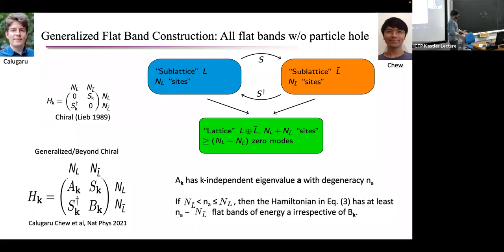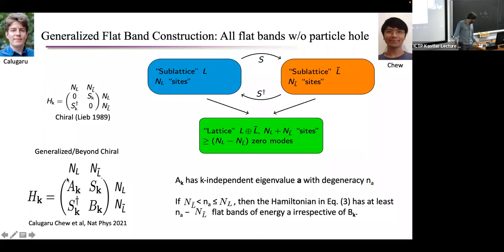Okay, so then Lieb's Hamiltonian obviously has chiral symmetry by, for example, the sigma Z matrix. And then it's got N_L minus N_L tilde zero modes. But it turns out that this is not necessary. And you can actually add any hoppings between the smaller sublattice. This B_k can be anything.